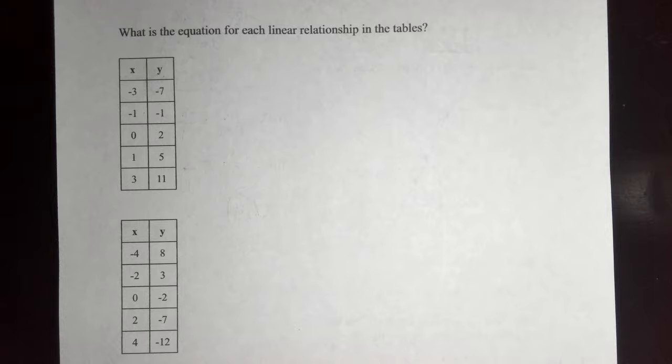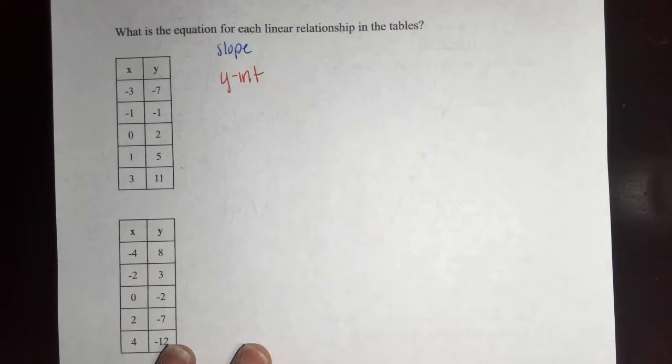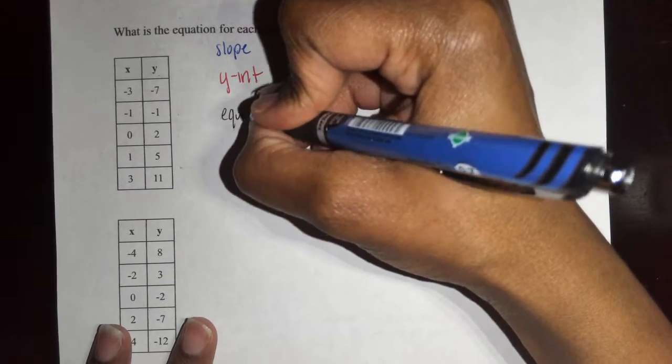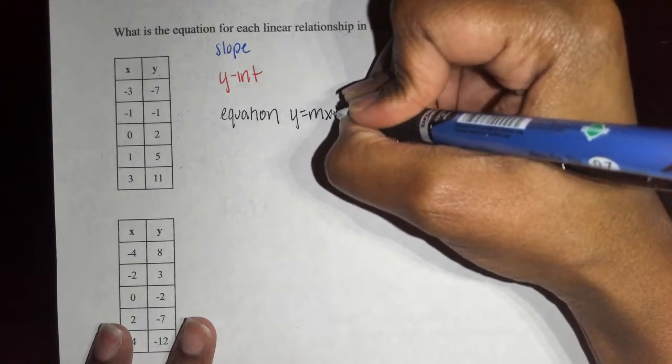When we're looking at a table of values and we want to find the linear relationship, in other words, the equation from the table, there are two things we always want to find. Remember, when we're looking for a linear equation, that means we're looking for the slope and the y-intercept. Ultimately that will lead us to the equation in the form y equals mx plus b.